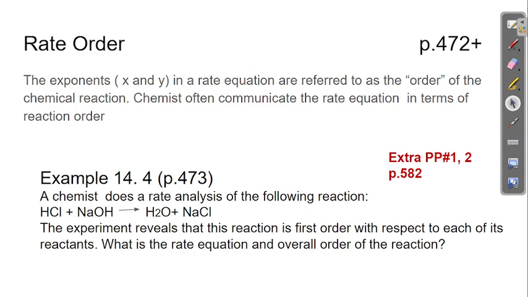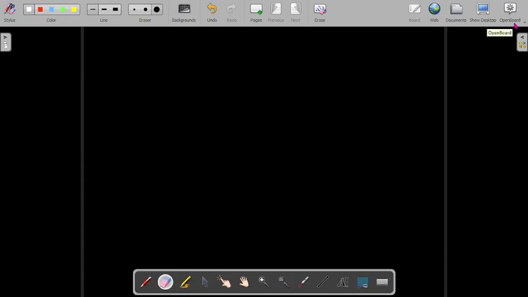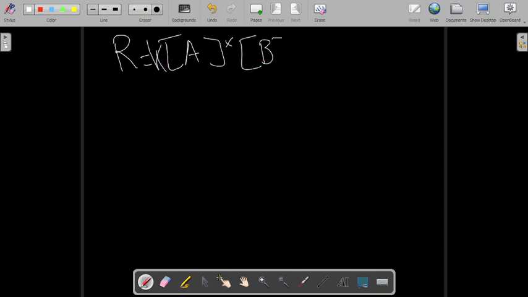example 14.4 in your textbook, page 473, says a chemist does a rate analysis and they give you the reaction. The experiment reveals that this reaction is first order with respect to each of its reactants. What is the rate equation and overall order for the reaction? Okay, so remember what that is. R equals the concentration of the first reactant to the x, times a constant, and the concentration of reactant B to the y.